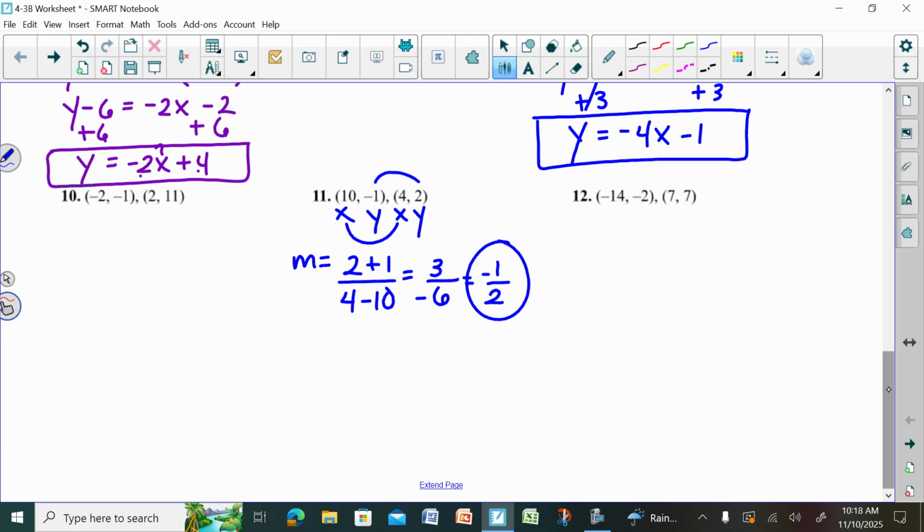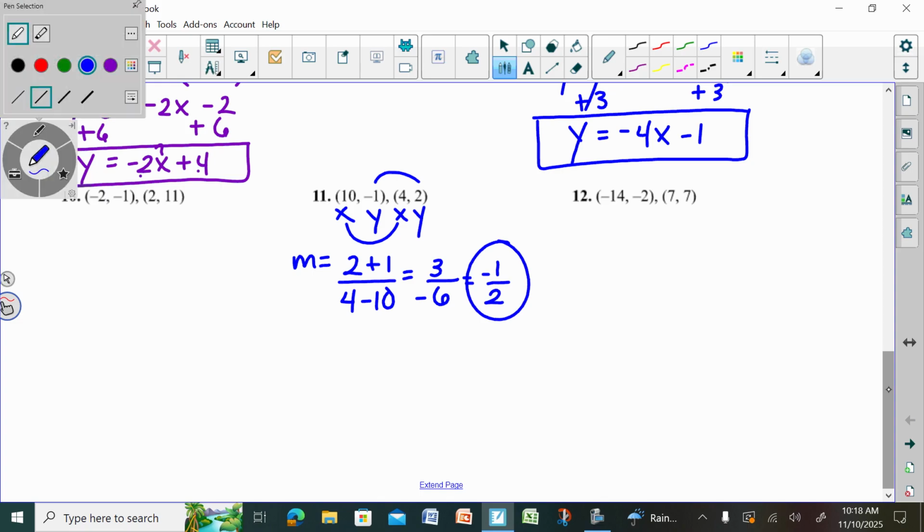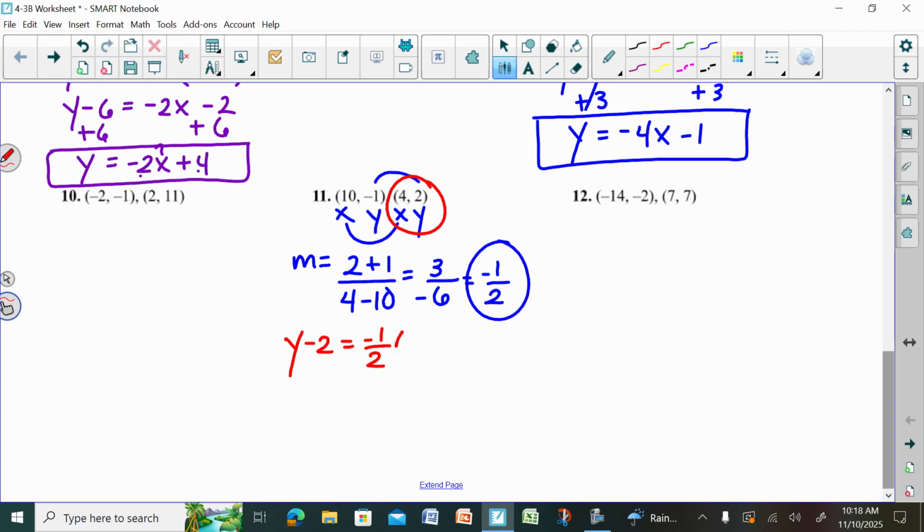Just have a fraction. Pick an ordered pair. I think that 4, 2 looks like the best ordered pair to use here. So I'm going to use the 4, 2. They're both positive, which means in the point-slope form, they're going to both look negative. Y minus 2 equals negative 1/2, be careful with your signs, times x minus 4. Distribute the negative 1/2 through. Y minus 2 equals negative 1/2 x plus 2.